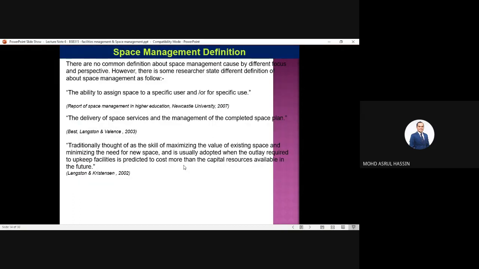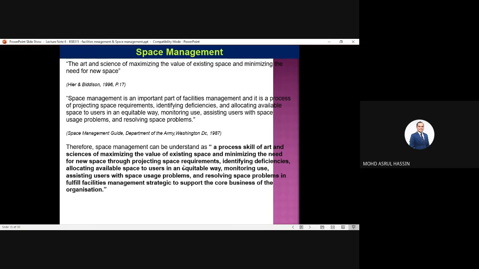Another definition of space management: the ability to assign space to a specific user and specific use, and the delivery of space services and the management of the completed space plan. It means we must have space planning in space management. Space management is also important for facilities management processes: projecting space requirements, identifying deficiencies, allocating available space to users in an equitable way, monitoring use, assisting users with space usage problems, and resolving space problems. Okay, that is the guideline for space.